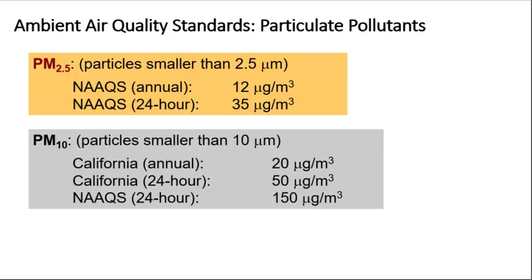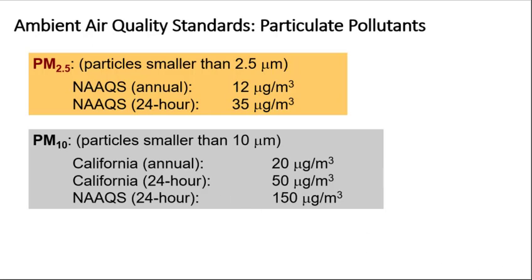The NAAQS and California air quality standards are listed here for the particulate criteria air pollutants PM2.5 and PM10. PM2.5 has a NAAQS annual standard of 12 micrograms per meter cubed and a daily 24-hour standard of 35 micrograms per meter cubed. PM10 has a 24-hour NAAQS standard of 150 micrograms per meter cubed and a set of California standards for both the annual and 24-hour time periods.